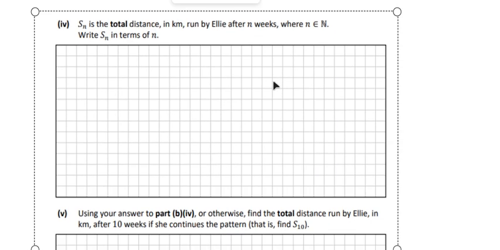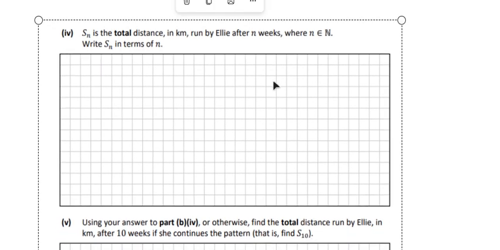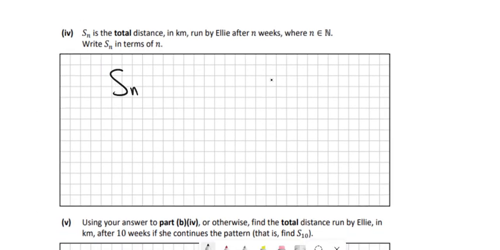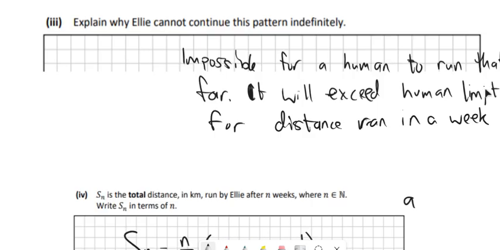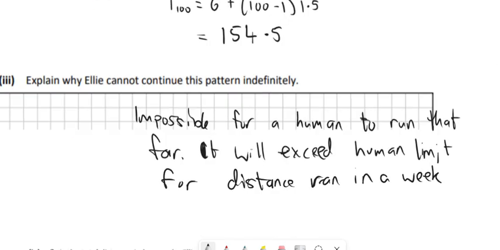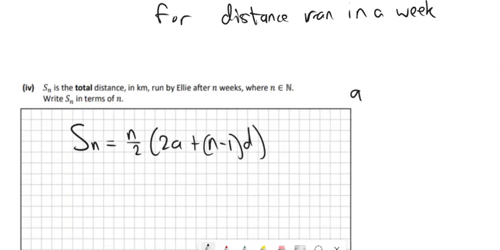Right, S n then is the total distance in kilometers run by Ellie after n weeks. So we have to write S of n in terms of n. So we just have to go to our log tables here. S of n is n over 2 times 2a plus n minus 1 d. And let's just put in everything again then. A is still going to be what we started out with. It's the same as what we used up above. It's 6 and d is 1.5.